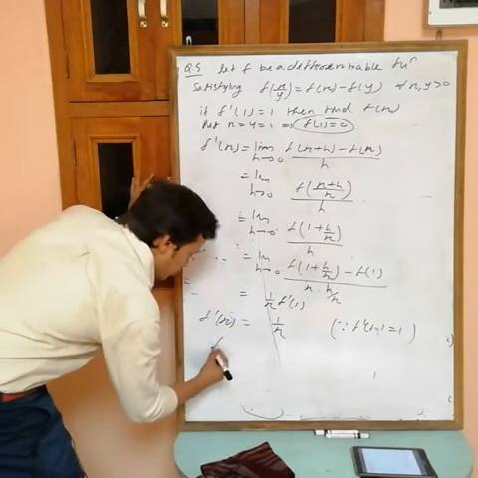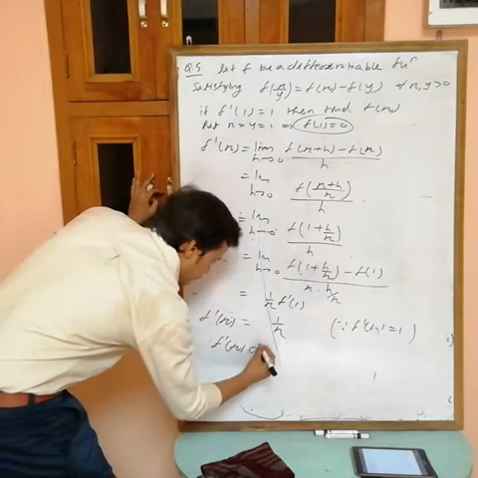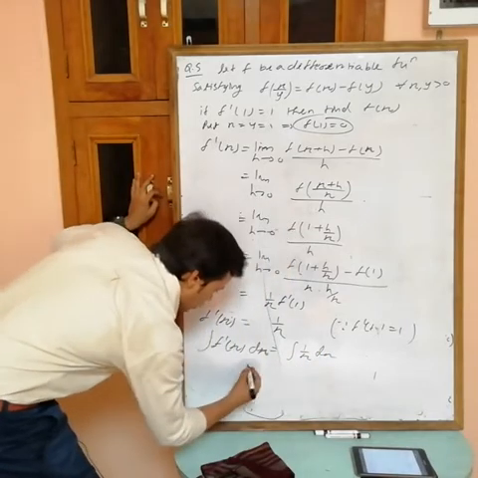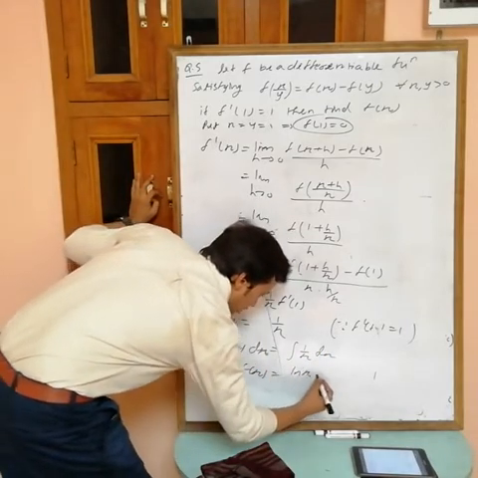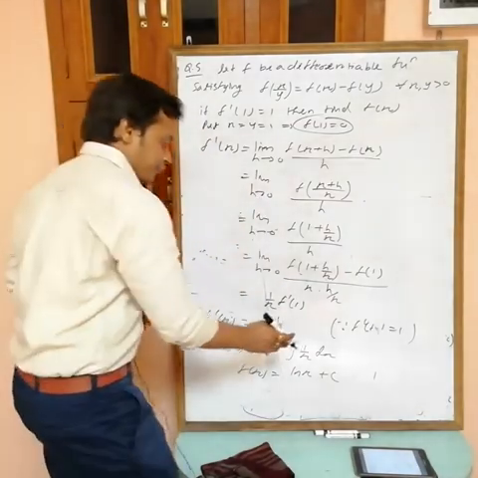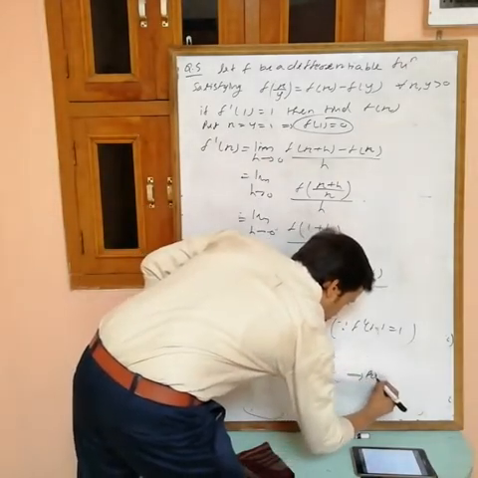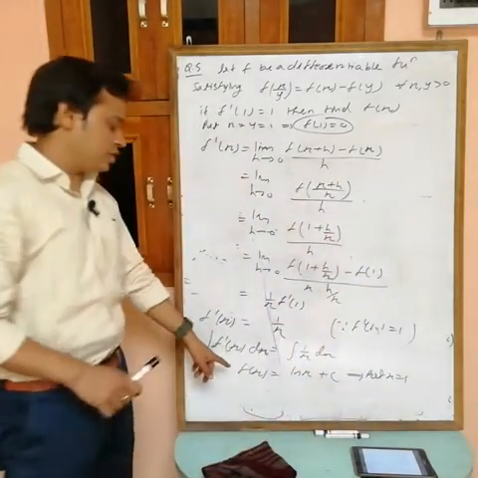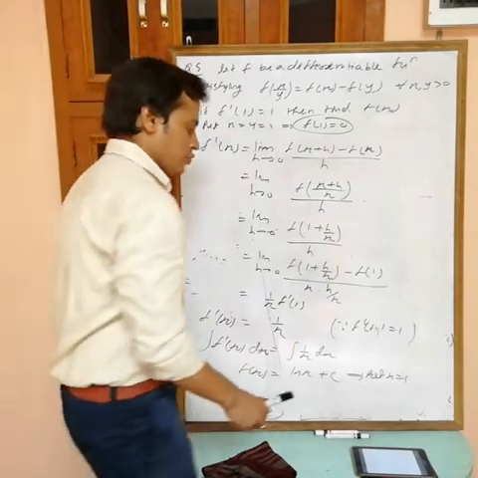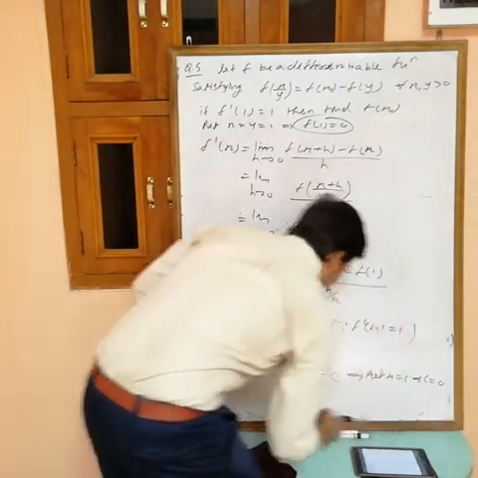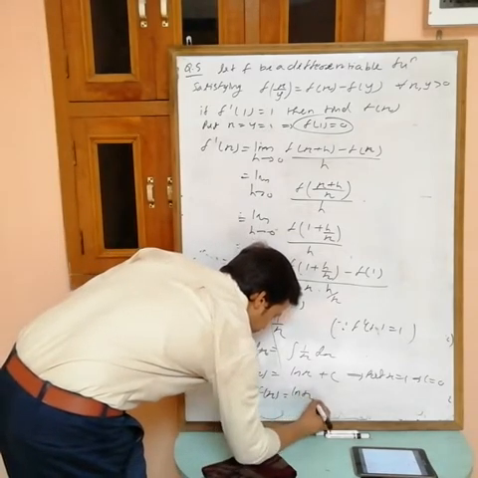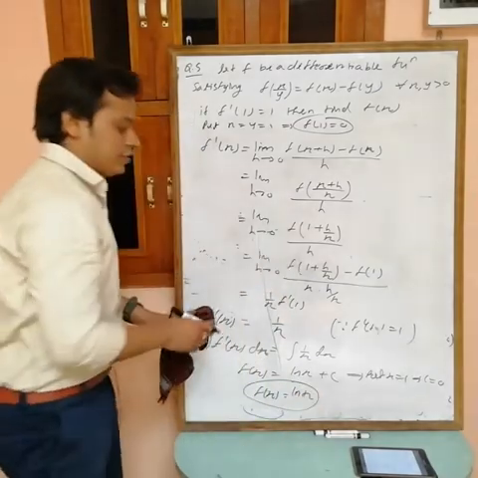Now integrate. Integration of f'(x) with respect to x, integration of 1/x with respect to x. This is f(x), and this is ln x plus c. Now you want the value of c. Put x equals 1 in this one. If you put x equals 1, f(1) is 0, ln 1 is 0, so c equals 0. From this you will get c equals 0. So f(x) is equal to ln x.